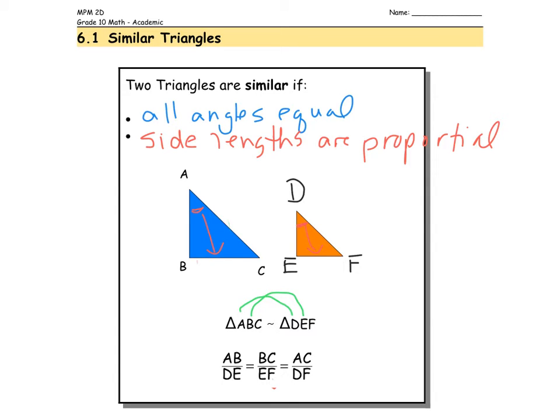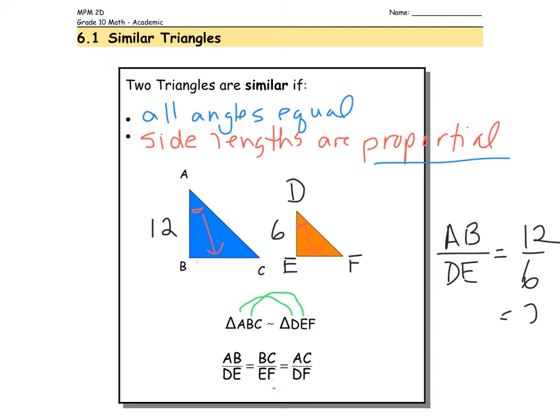Now let's go back to this little ratio to show you what I mean by the side lengths being proportional. I'm just going to make up some really convenient numbers here. Let's say, for example, that side AB had a side length of 12, and side DE, which is the side that is proportional to it, has a side length of 6. So the ratio of AB to DE I can get by simply filling in those values, 12/6, which happens to give me a 2.